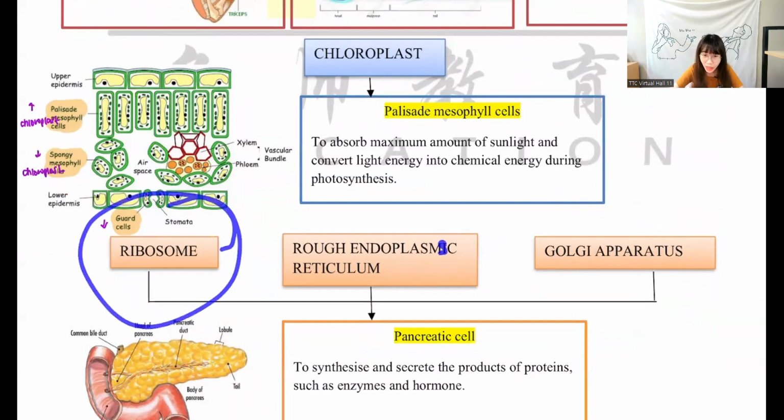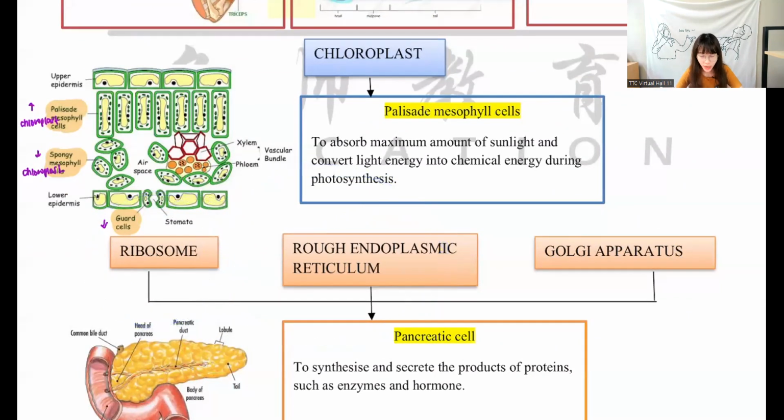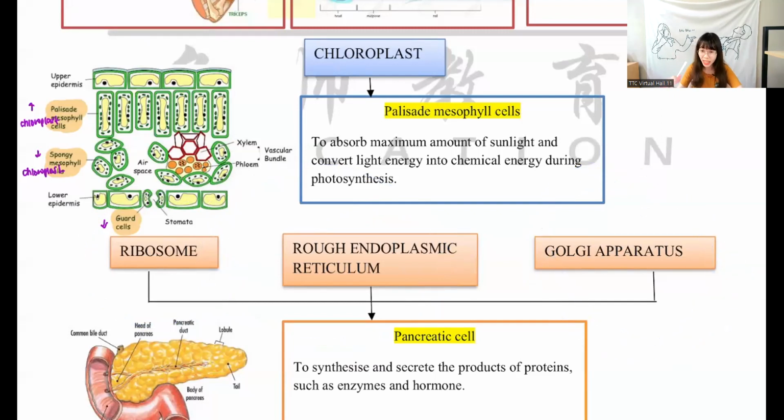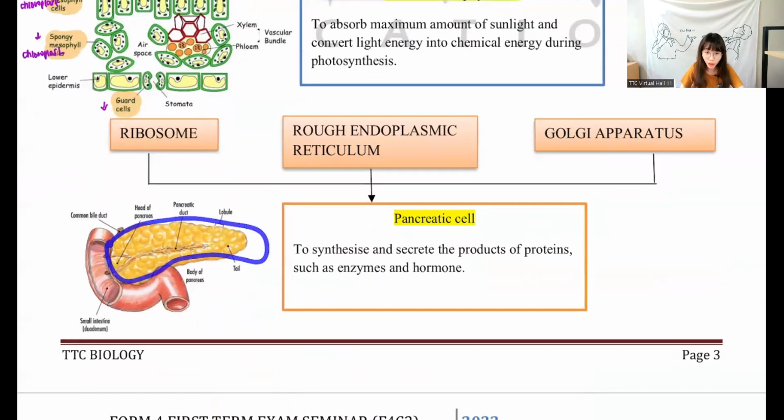Ribosome synthesizes protein. Rough ER does what? Rough ER transports protein, very good. And then we have Golgi apparatus, they will modify, package, and transport protein, right? Correct, so they are related to protein. So we can have a lot of them in the pancreas. This is the pancreas, it looks like a leaf-like structure. We call this pancreatic cell or pancreatic tissue also can. We have a lot of ribosome, rough ER, and Golgi apparatus.